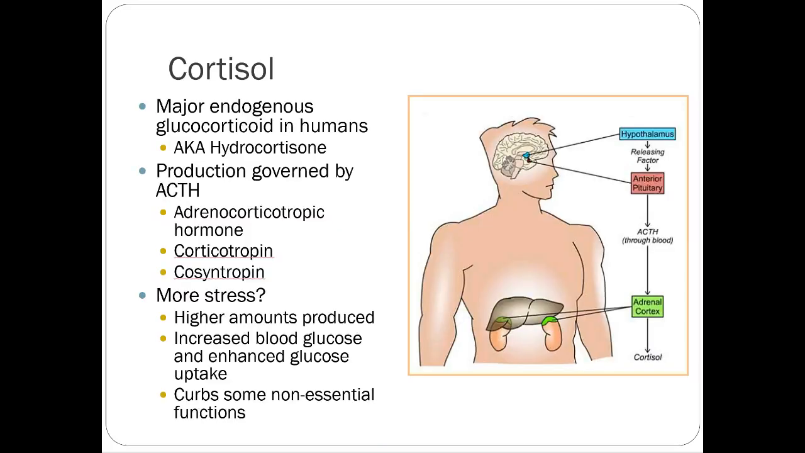So glucocorticoids, again, I just talked about cortisol. It's our major endogenous hormone. More stress, higher amounts. It does things like increase blood glucose, enhance glucose uptake, and curbs some non-essential functions that you don't need during a stress response.